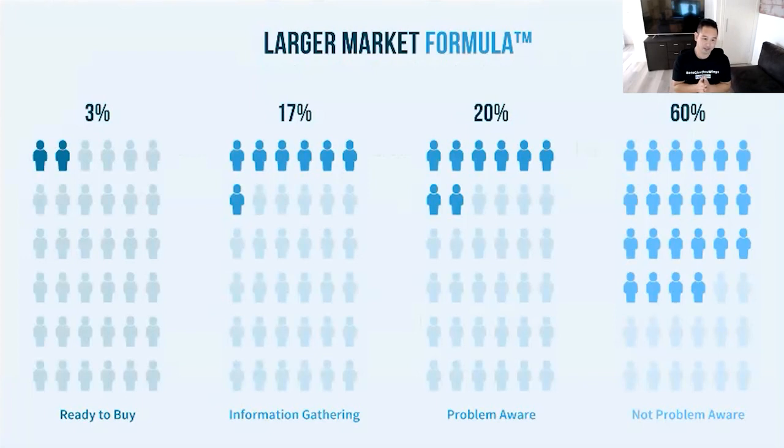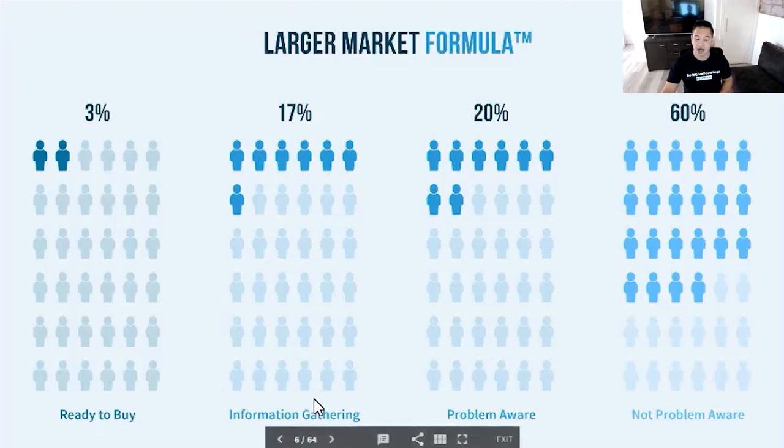The larger market formula tells us that at any given time, for any product or service, only 3% of your target market are in ready-to-buy mode. They're in buying mode, only 3%. 17% of your target market are in the information gathering stage. 20% have just become aware of the problem. So they're problem aware, but they haven't started looking for a solution just yet.